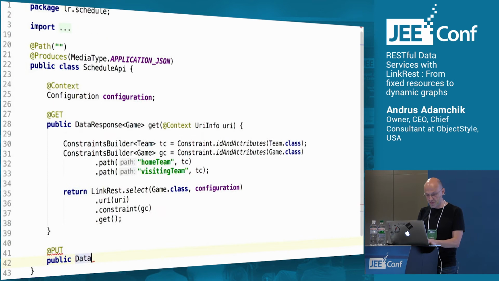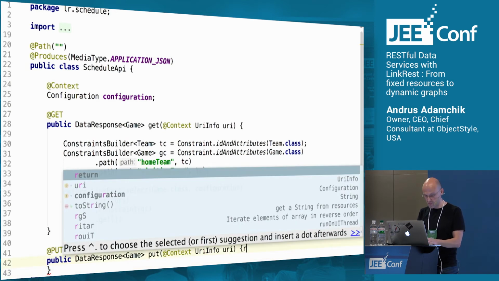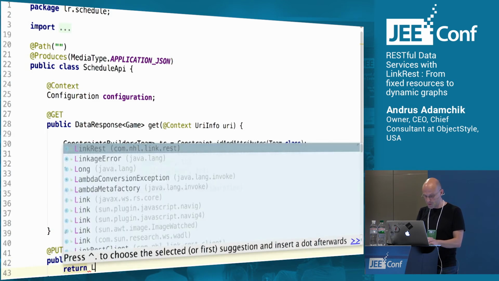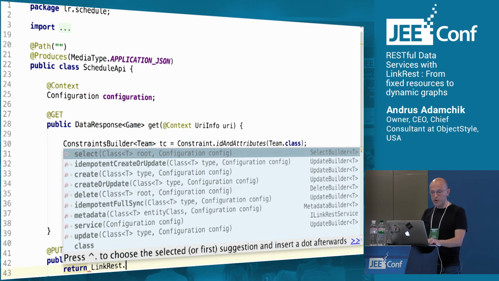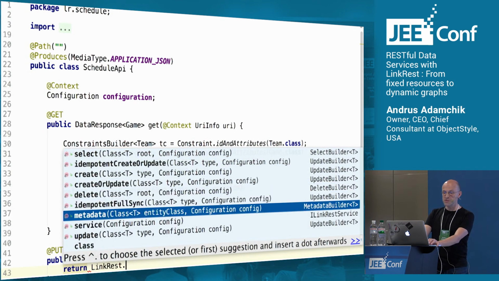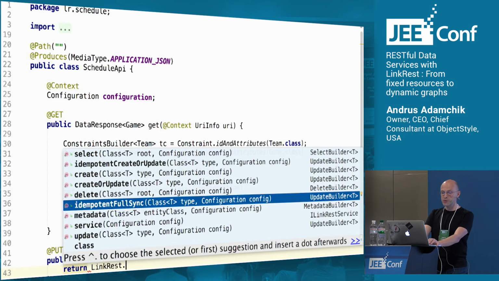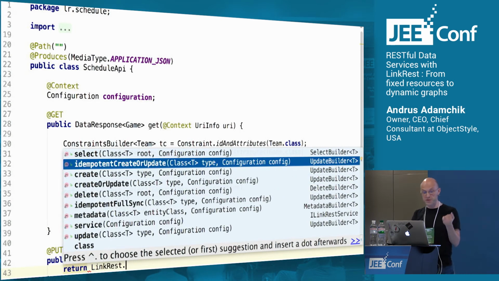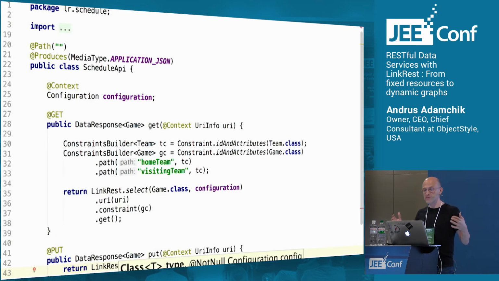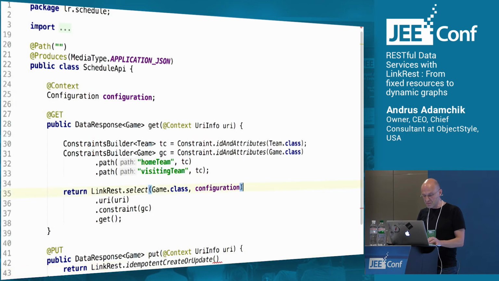It's the same data response, game. And we do PUT. We would want to insert some games. I can also add a UriInfo, because that shapes the result that we send back. And here I will return LinkRest. Some of the methods that I have at my disposal start with idempotent. This is why I mentioned that, because you will need to choose whether your update is idempotent or not. Ours is, because it's mapped to PUT, so we shouldn't be breaking HTTP conventions. And we do createOrUpdate.